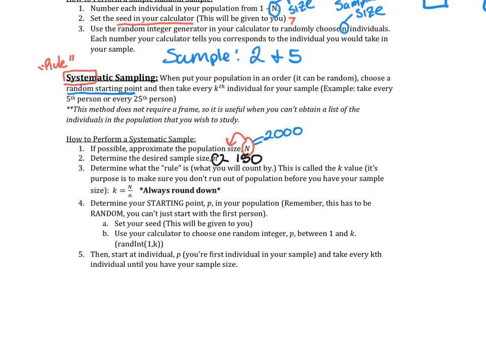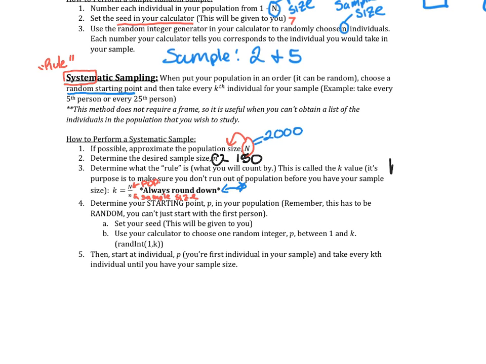So first, we need to determine the rule. We need to figure out what we're going to be counting by when we're standing at the door of Walmart watching the people go in. So again, this is called the K value, the rule that you're following. So to find the K value, you just take your population divided by your sample size. And then this little important tidbit here, you're always going to round down. That just makes sure that you don't run out of people before you've reached your sample size. So that's why you're always going to round down when you're calculating K.